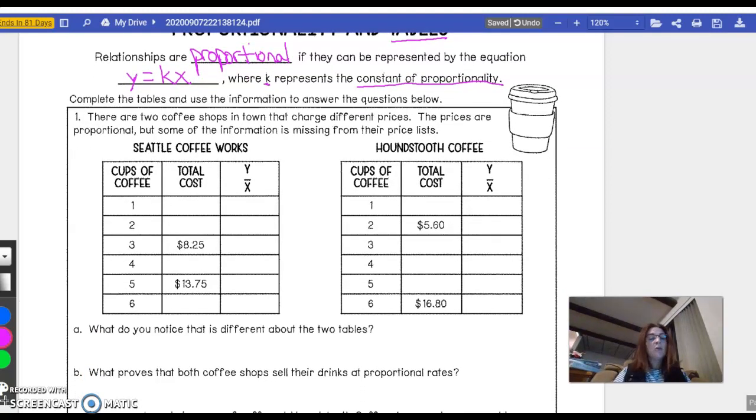There are two coffee shops in the town that charge different prices. Their prices are proportional. That's really important because if things are proportional, we know that they have a constant. So we have to find out what that constant is. So remember when we were dealing with proportionality?